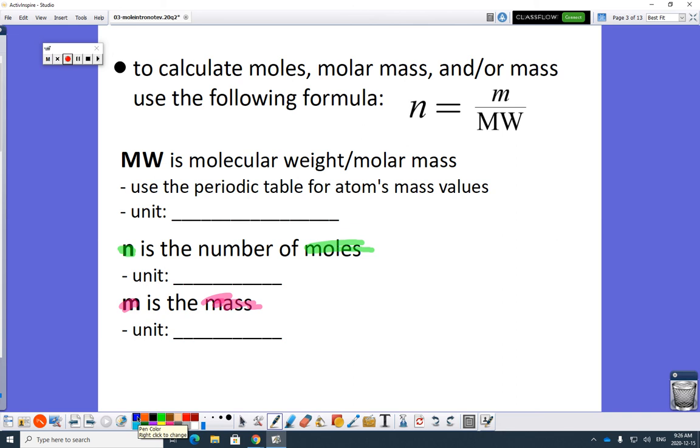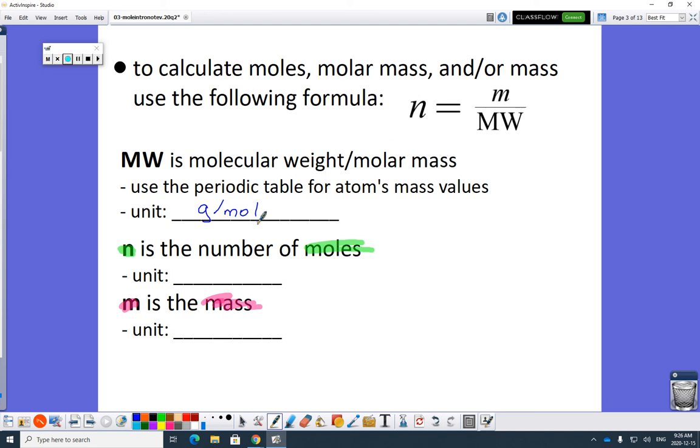So isn't that nice? We already talked about MW, or molar mass. That's on the periodic table. You never need to memorize that. The unit is grams per mole, or how many grams in 1 mole. N is the number of moles.